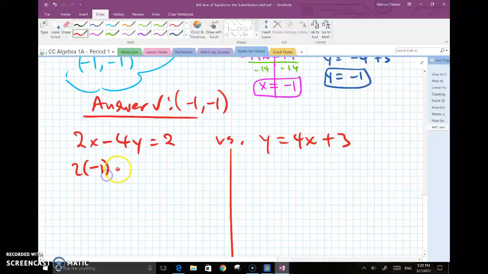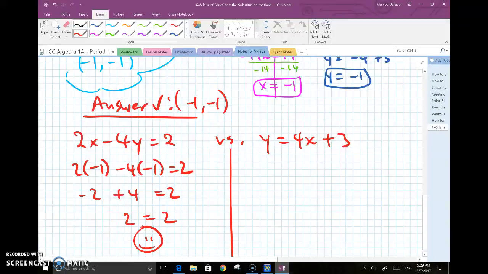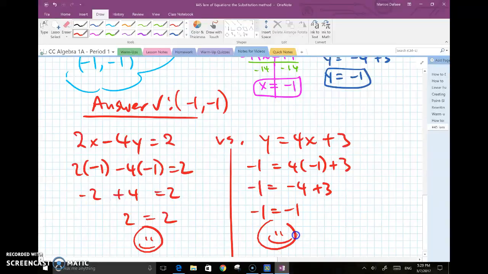2 times -1 minus 4 times -1 equals 2. That's -2 plus 4 equals 2. And just look at that. I get the same thing. That is a true statement. On the right side, -1 equals 4 times -1 plus 3. That's going to be -4 plus 3. And look at that. I get a true statement again.